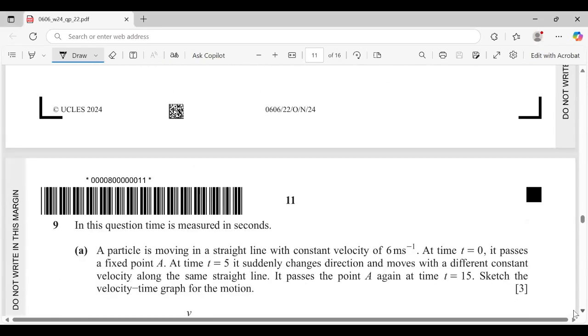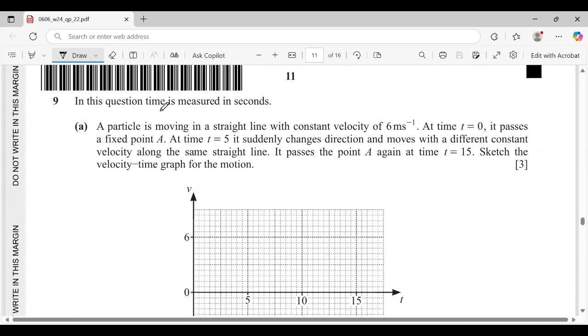Next question, number 9. In this question, time is measured in seconds. A particle is moving in a straight line with constant velocity of 6 meters per second. At time t equals 0, it passes a fixed point A. At time t equals 5, it suddenly changes direction and moves with a different constant velocity along the same straight line. It passes the point A again at time t equals 15. Sketch the velocity-time graph for the motion.